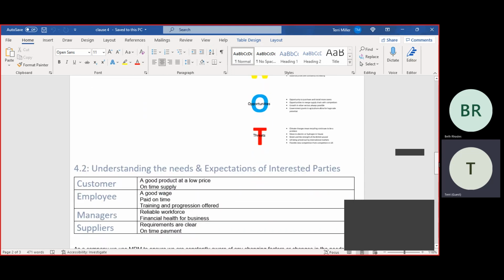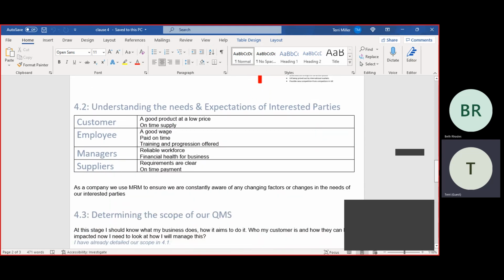So 4.2 is understanding the needs and expectations of our interested parties. And when we say that, we're not just talking about our customers, we're talking about internal parties as well. So your employees, how can you make them happy? So I've just done a little table, the brief ones. I could go into great depth, but it's just asking me if I understand it, and I need to prove that I do.